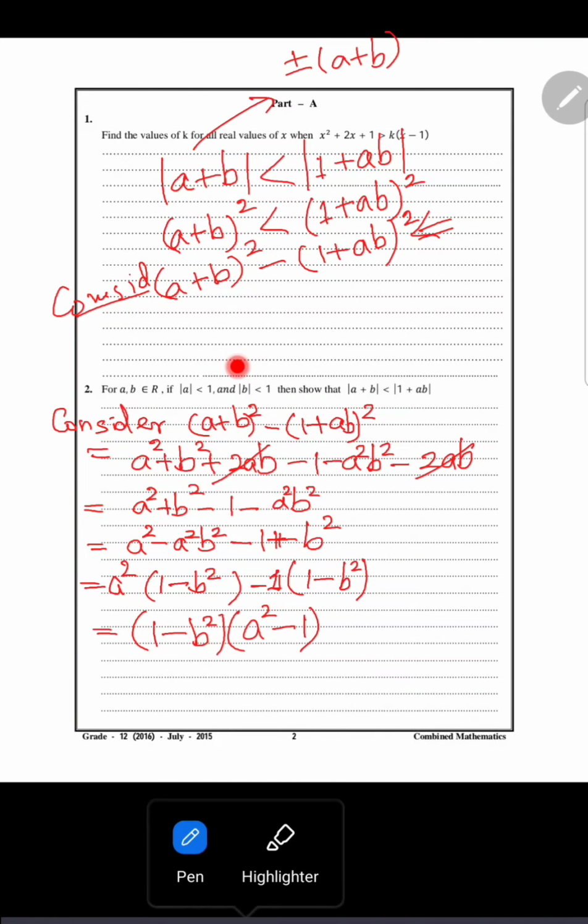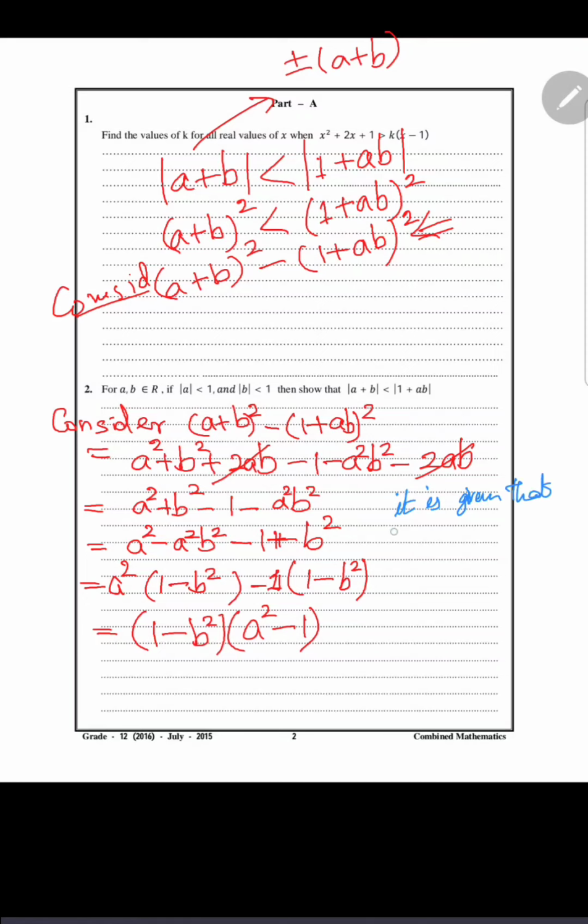See, it is given that |A| is less than 1. Square both sides, then we get a squared is less than 1. And the other one is |B| less than 1. Square both sides, b squared is less than 1.